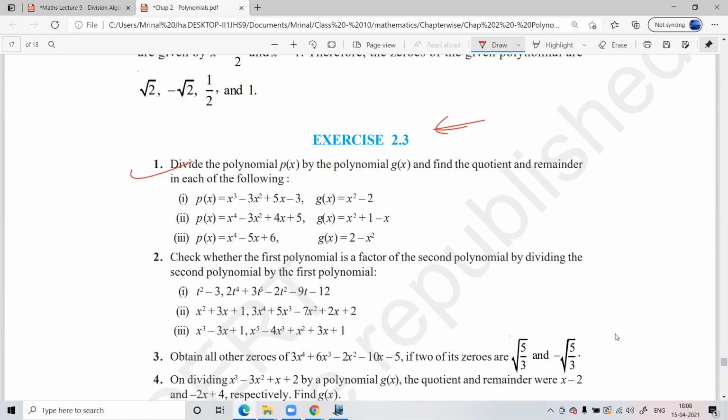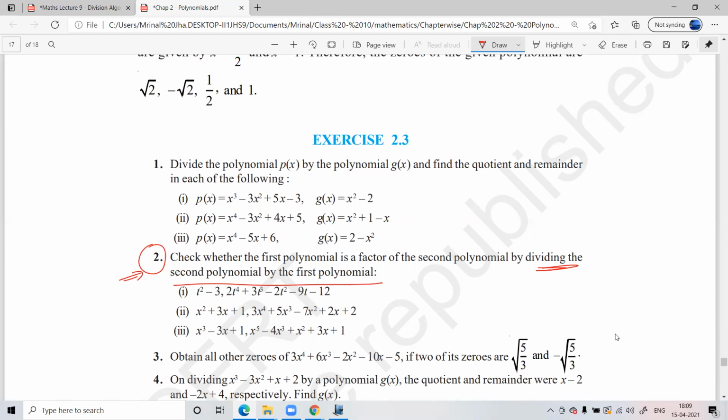The first question is very simple. Finding the quotient and remainder by doing simple division. Check whether the first polynomial is a factor of the second polynomial by dividing the second polynomial by the first one. Do you people know how to do the second question? I don't think we learned it, but can you do it on your own? I have not taught you this one right now, but can you apply whatever we learned so far to solve the second question?